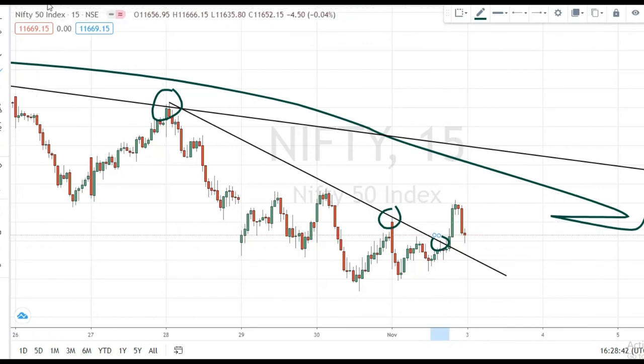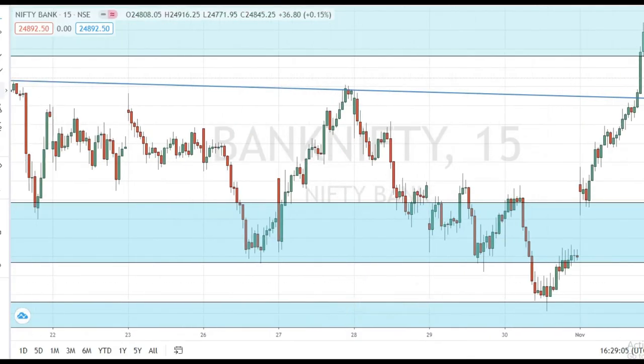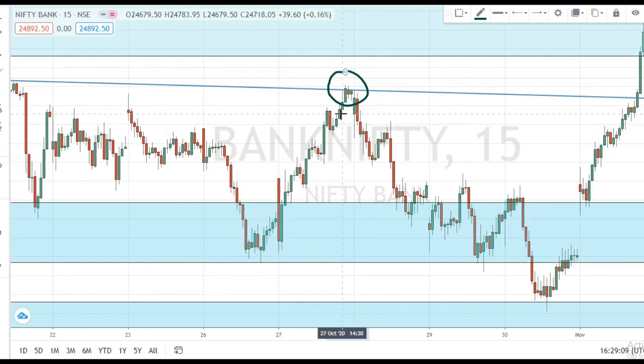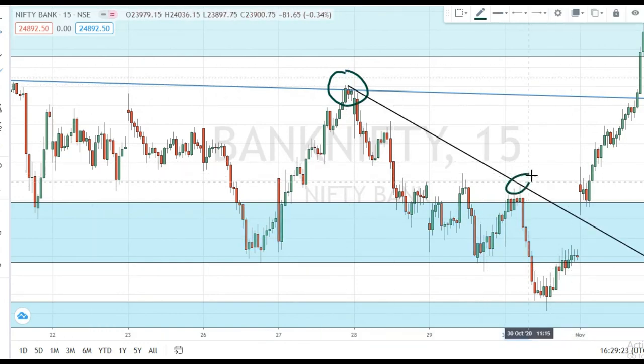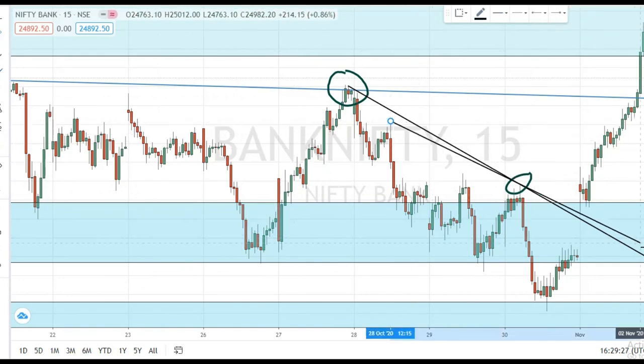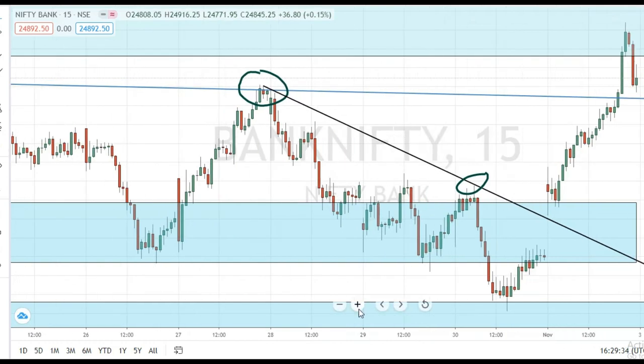Now let's go ahead and check Bank Nifty. Well, here in Bank Nifty, this was the highest point that it has created in the month of October. Now let me draw a downtrend line from here. I can just attach it to one point here. In case I have to draw one more trend line, let me check how it looks. So the only trend line that I feel is good is this, attaching to just a single point.